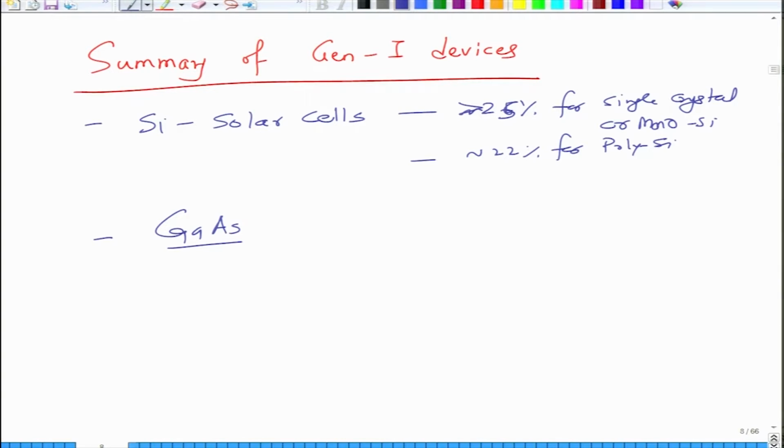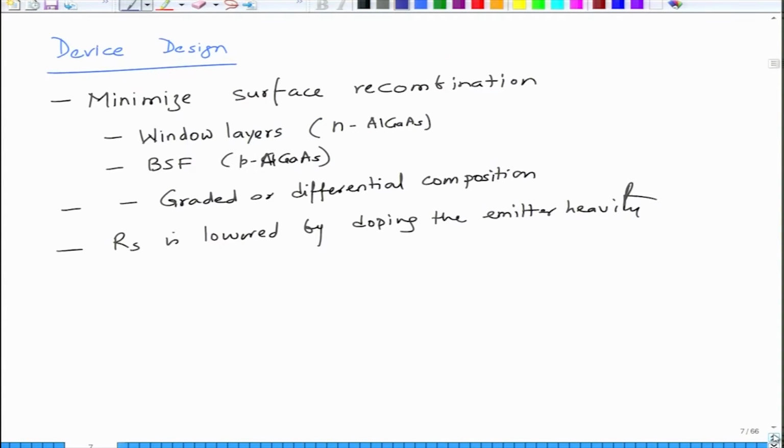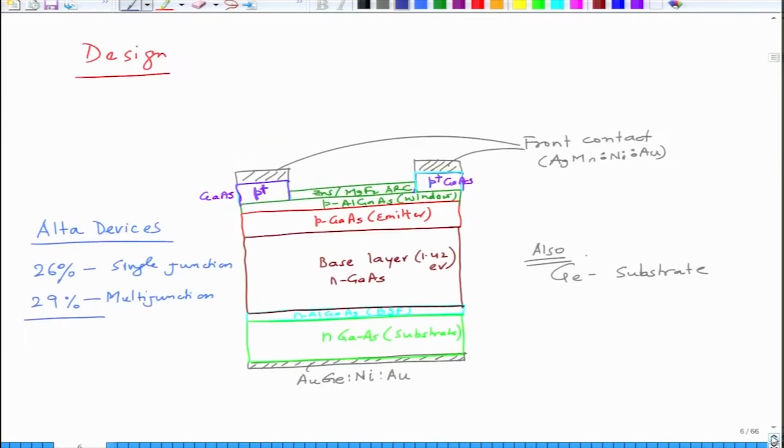higher carrier mobility and so on, but gallium arsenide again is about 26% for single junction and about 29% for multi junction. But silicon is the one which has dominated the commercial market because of lower cost. So that is why we use silicon, and gallium arsenide is also very suitable for making multi junctions in comparison to silicon. Because gallium arsenide band gap tunability is better, you can use higher and lower band gaps to harness.